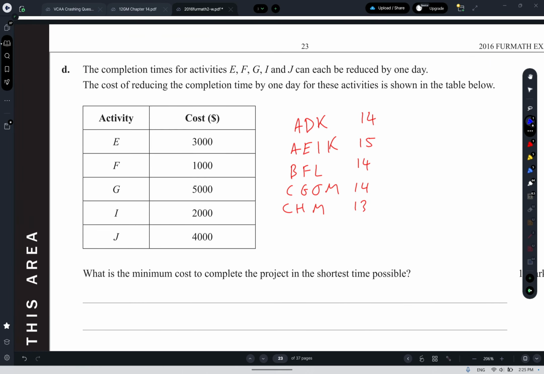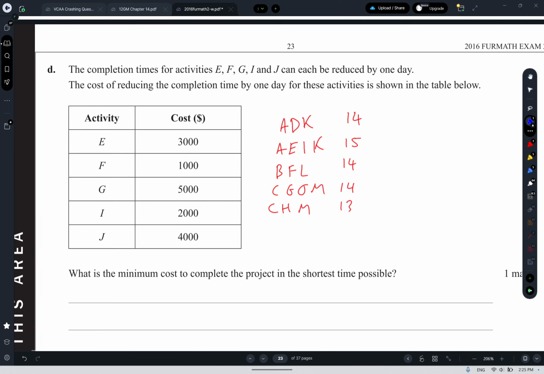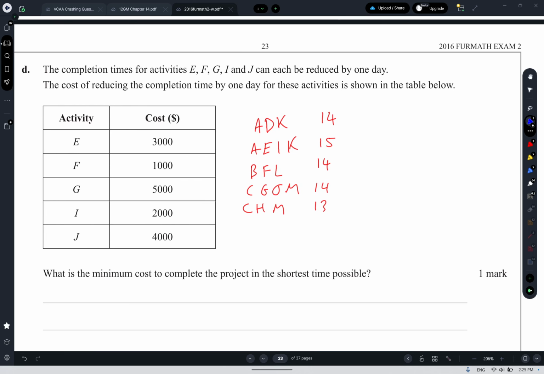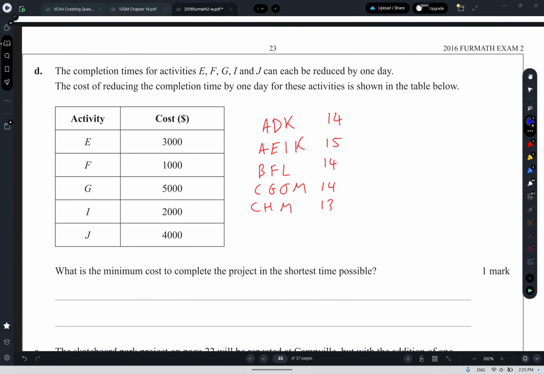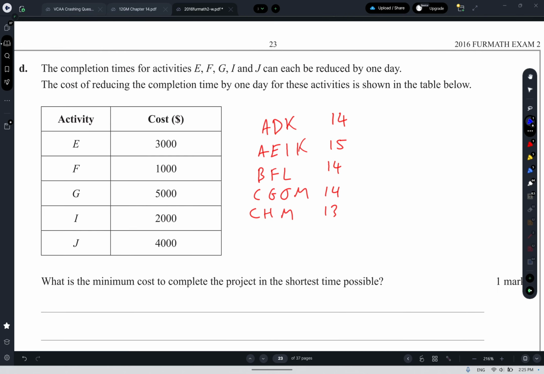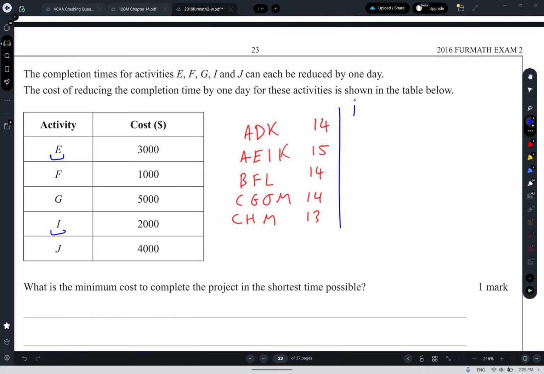We want the minimum cost to complete the project in the shortest time possible, and we can reduce each of E, F, G, I, and J by 1. Looking at the critical path, I can reduce something on it: A, E, I, K. E and I are both reducible. So I'm going to reduce activity I by 1. That's going to bring that route down to 14, and nothing else will change. I'm done with activity I, so we'll make a note of that.